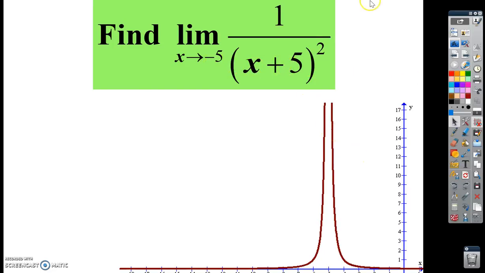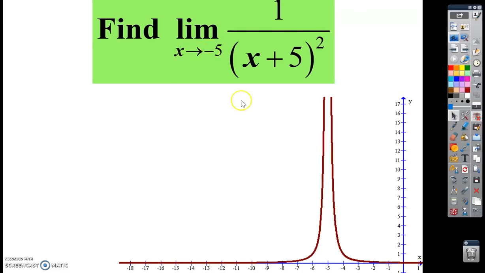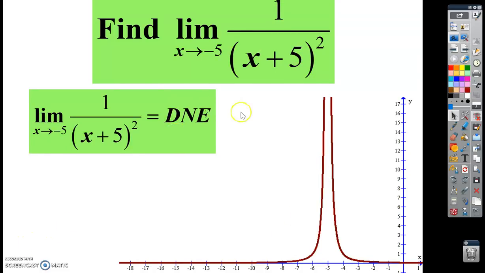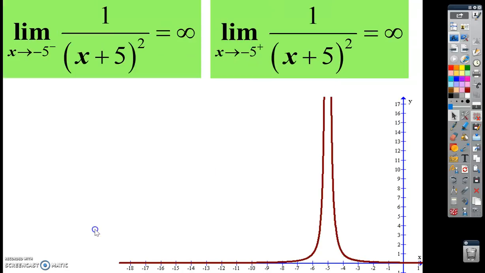So what about this one? This picture is a little bit off our screen, so let me center it a little better. As we look down here, we're finding the limit as x approaches -5 of 1 over the quantity x plus 5, squared. Again, if we plug -5 in, if we did direct evaluation, we would get 1 over 0. But as we look at this graph, we can see that both sides are going to positive infinity, and this limit doesn't exist. And so what does that mean? What about the one-sided limits?